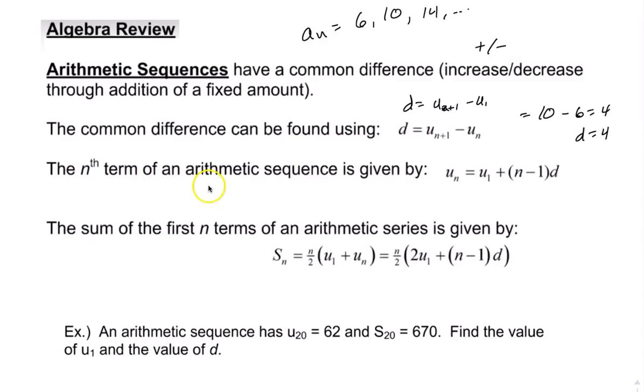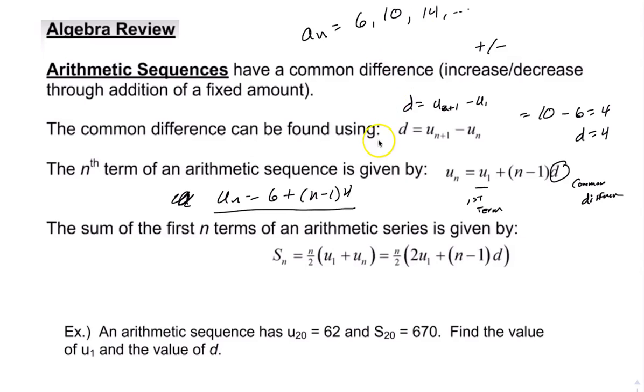If you want to find the nth term of an arithmetic sequence, it's given by this formula here. That's in your formula sheet. U1 equals the first term. d is the common difference. And then n is the term number. So if I was using this as my example, Un would equal U1, which is 6, plus n minus 1 times my common difference, which was 4. So that would be my formula, and then n would be the term number.